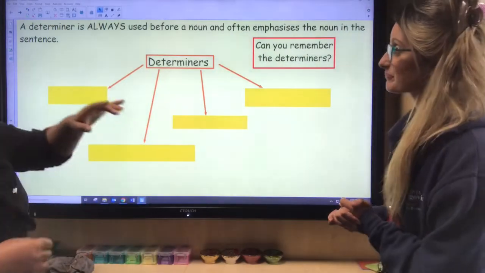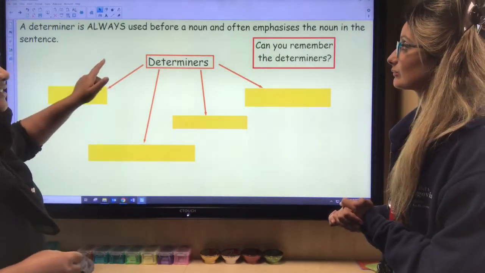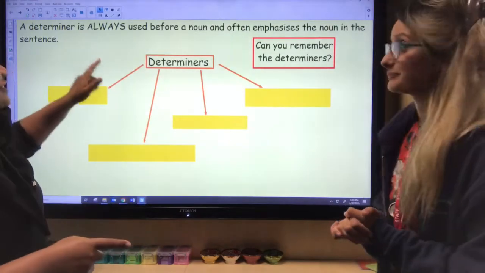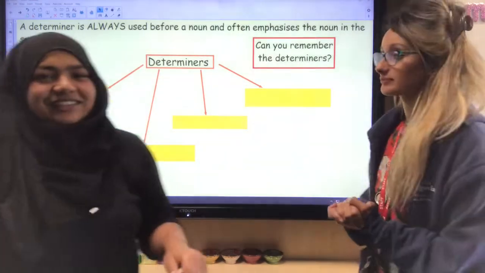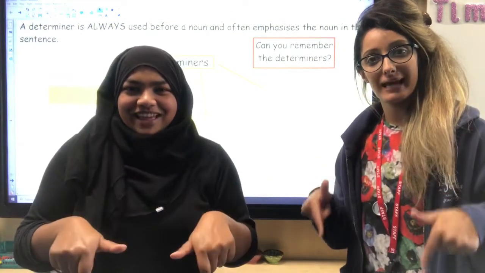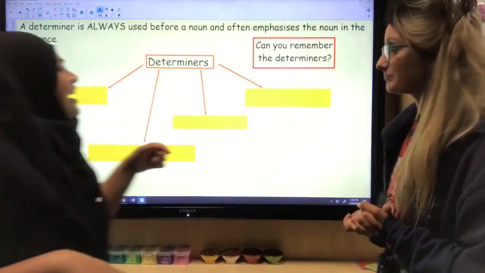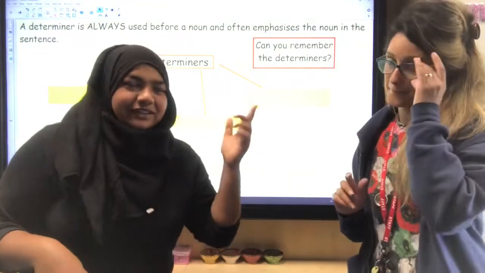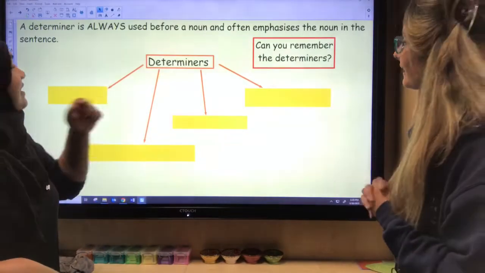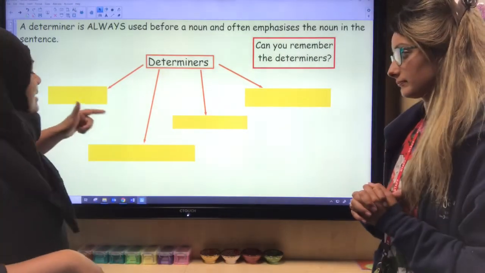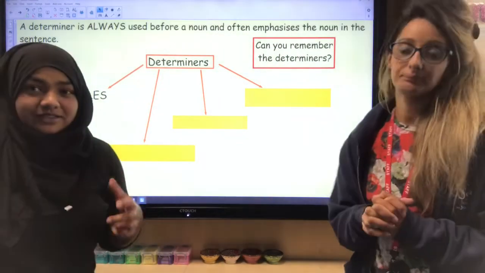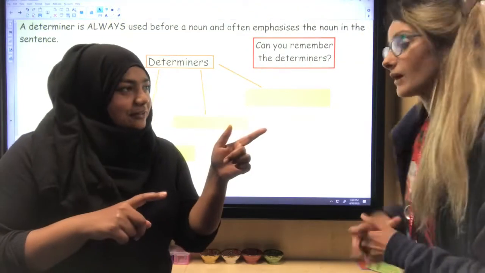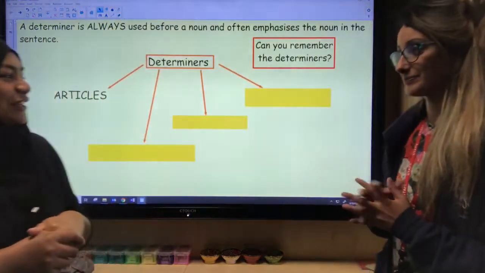So remember, a determiner always, what is it? Always. It's used before a noun. So a noun is a person, place, or thing. Apart from abstract nouns, that's a feeling. And often emphasise a noun in the sentence. So Mrs. Gale is absolutely right. We looked at articles last time. So the, a, an. Go on, Mrs. Gale. The, a, an. Do you remember the other three?